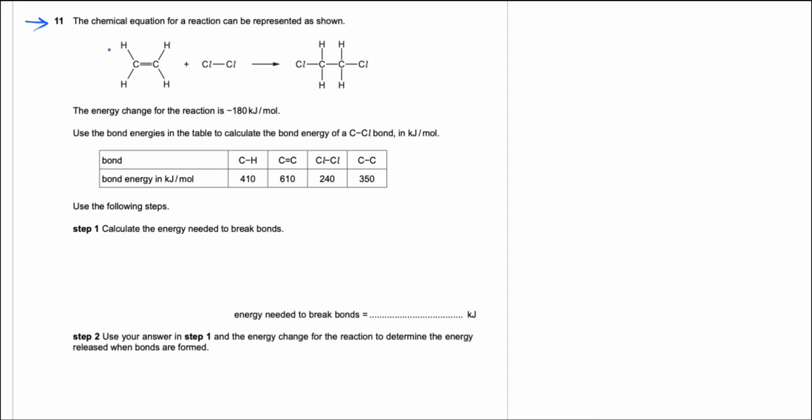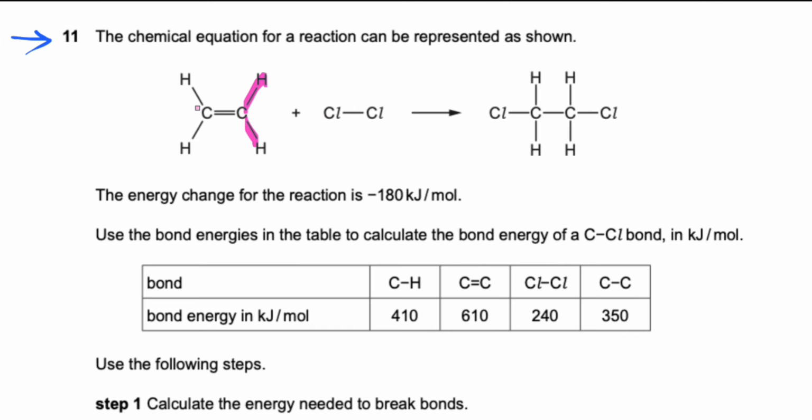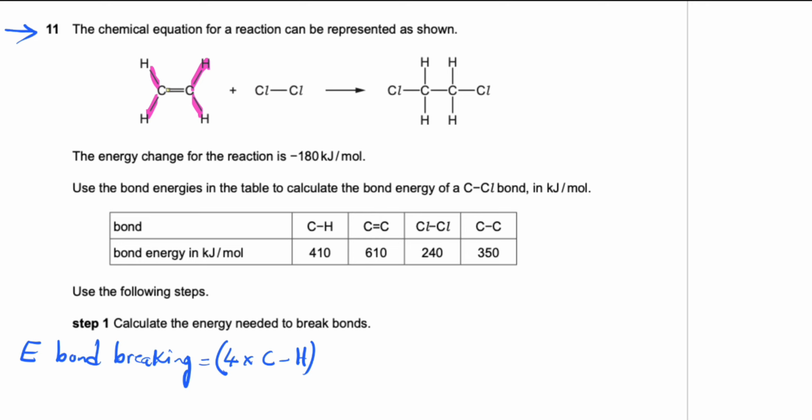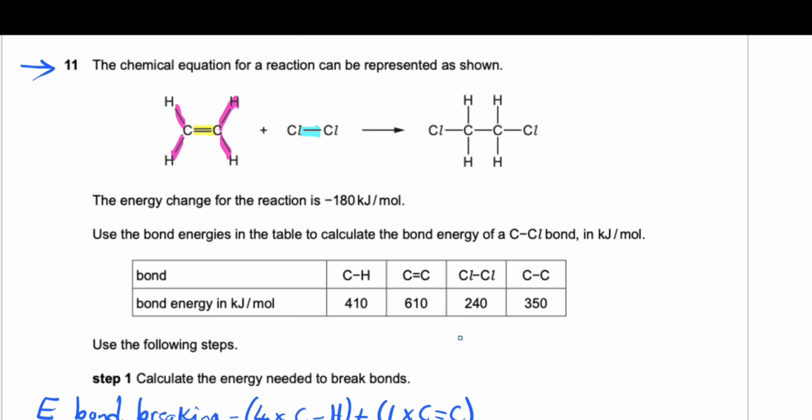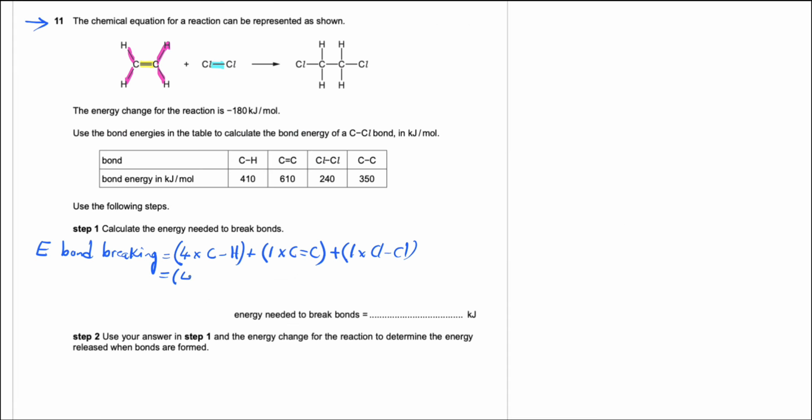Let's pick another question here. Once again, he's asking for the energy of the bond breaking. 4 bonds between carbon and hydrogen, 1 double bond between carbon and carbon, and 1 single bond between chlorine and chlorine. So it's going to be 4 times 410 plus 1 times 610 plus 1 times 240, and all of these add up to 2,490 kilojoules.